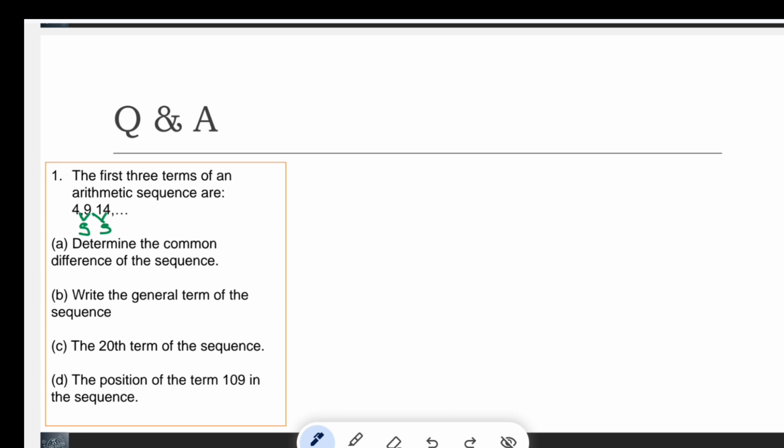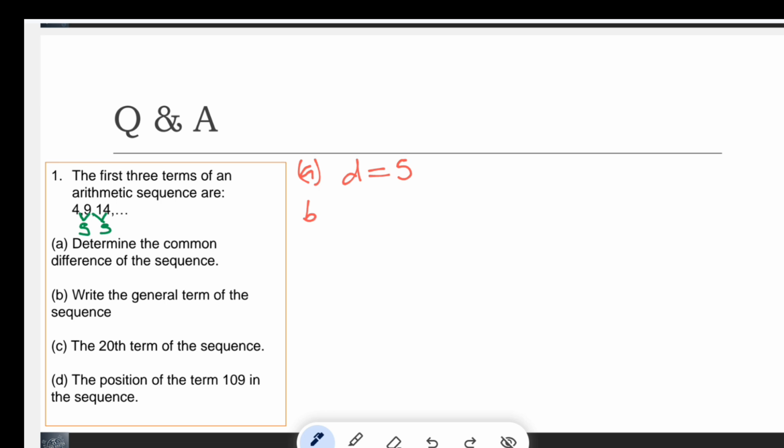Let's start with A. Determine the common difference of the sequence. What is the common difference of the sequence? The common difference, which is D. Our D equals 5. That is our common difference from the pattern.